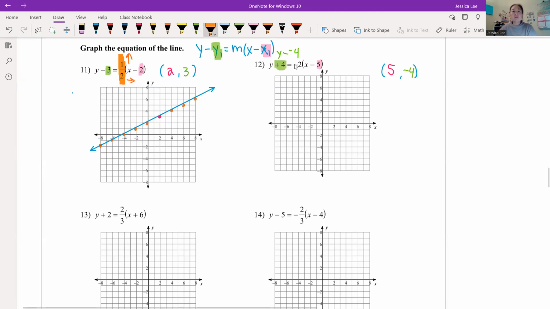And again, our slope is the number in front. Our m is the number in front of the parentheses, which is our -2. So let's plot 5, -4. We're going to go to +5 and then down 4, -4. That's our point. And then we're going to use our slope. Remember, this is negative 2 over 1. So it's going to be 2 down and then 1 to the right. Notice how it makes a negative slope. Or we're going to go up this way. And then we're going to just draw our line.